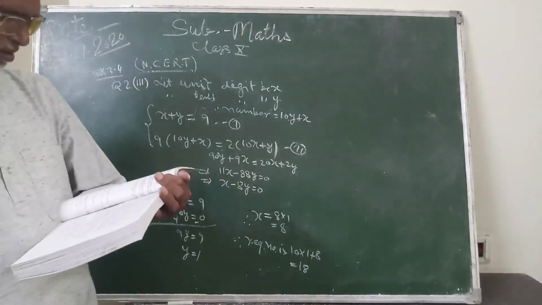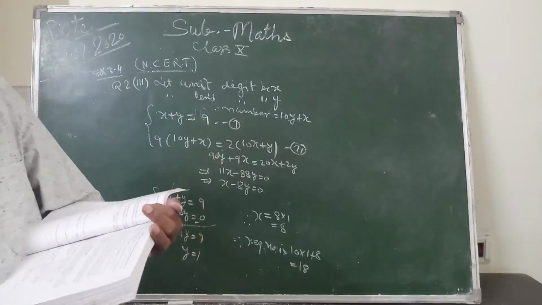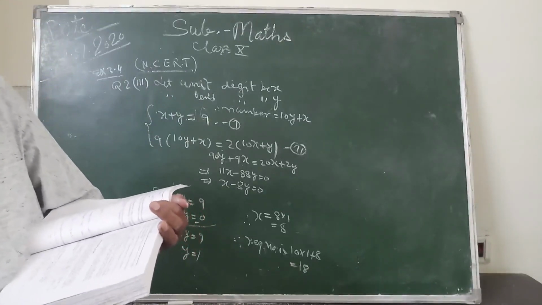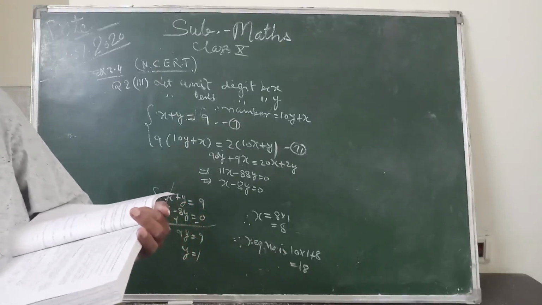Do the remaining same sums up to exercise 3.4, and you can do sums from R.S. Agarwal book chapter 3A onward.